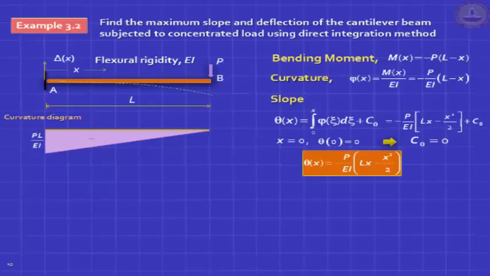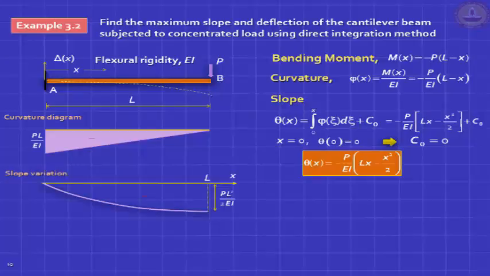So you've got an expression for theta, integrate it, and you can draw it also, and you'll find that the slope diagram is like this, and if you put at the free end x equal to L, you'll find this will give you a slope of PL squared by 2EI. This is not a deflection diagram. The deflection diagram is here. This is the slope of this. So it's very nice to understand this in calculus.